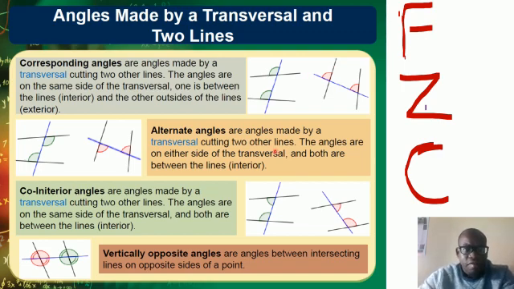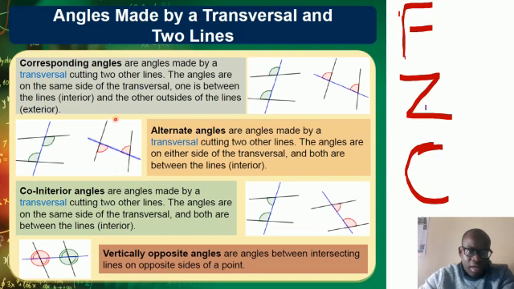Another set of angles found between two lines cut by a transversal are alternate angles, and these are angles made by a transversal cutting two other lines. The angles are on either side of the transversal, and both are between the lines, in their interior, their inside. So let us look here. Line 1, line 2, cut by a transversal line. So this angle is alternating to this angle. They are called alternate angles. And in grade 8, alternating angles are equal.